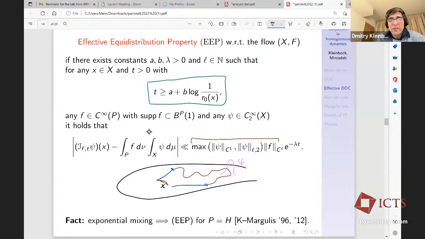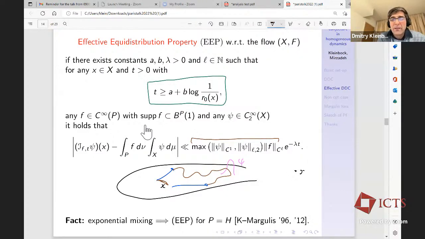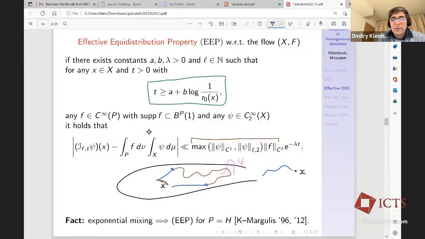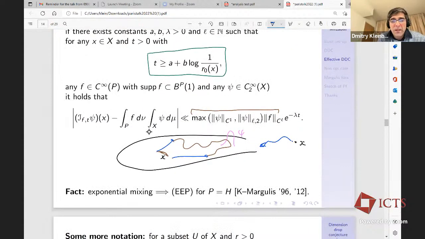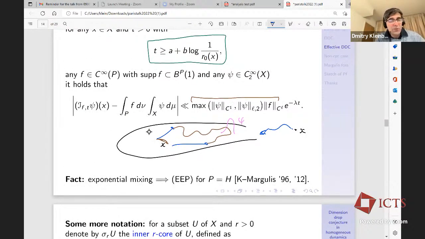What is important is that you cannot really hope to get it for all T if the space is not compact. So for all T big enough independent of X. So if you have your X very far in the cusp, then you have to wait a long time until you start mixing. Okay. And now I'm almost ready to state the theorem.